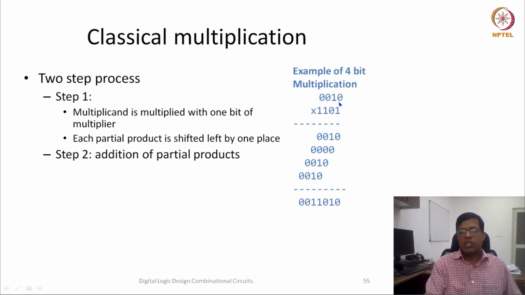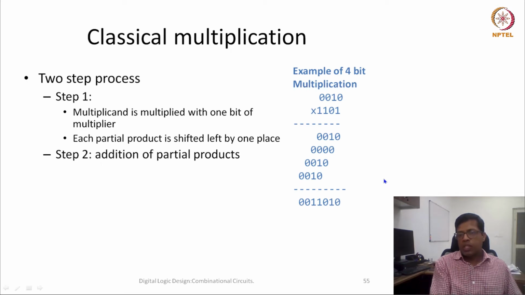So this is the example. This is the multiplicand, this is the multiplier. Each time we multiply one bit of the multiplier with the multiplicand, generating a partial product, and then we add all these partial products. So in this lecture we are trying to design what the hardware would be. Let us look at this multiplication more carefully.